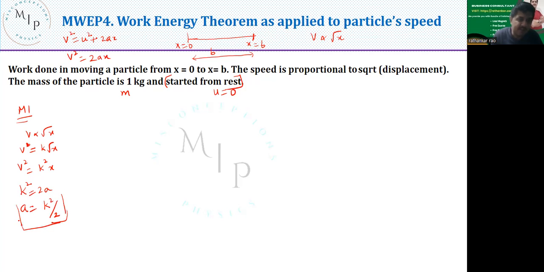Okay, a equal to k square by 2. Okay, so a equal to k square by 2. Now we have got this.